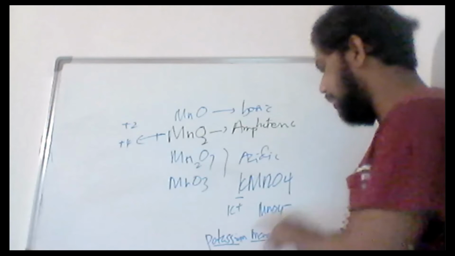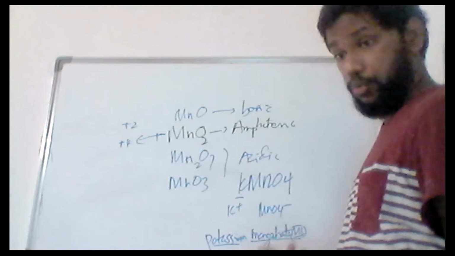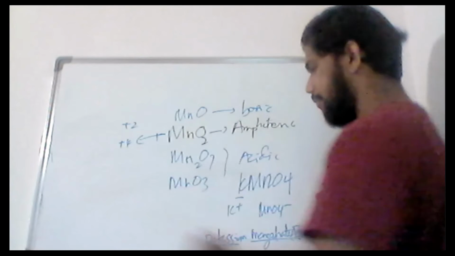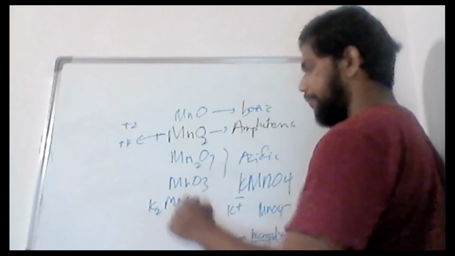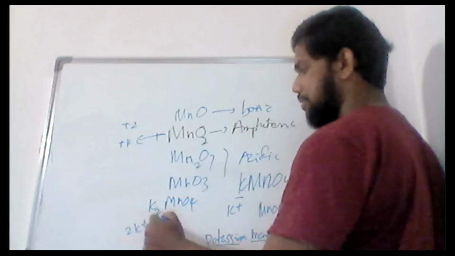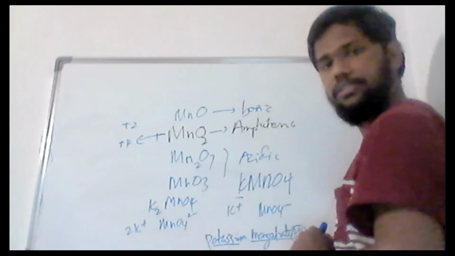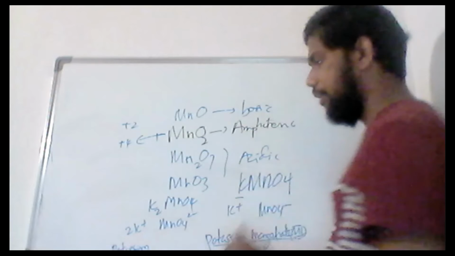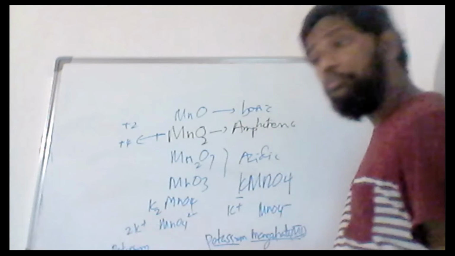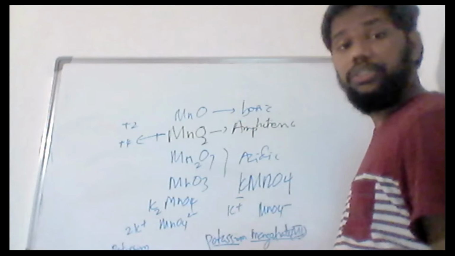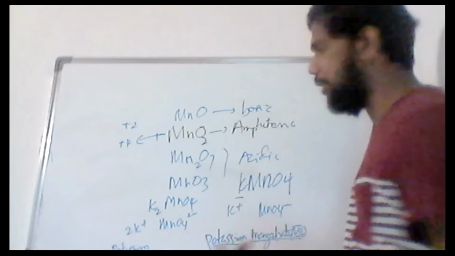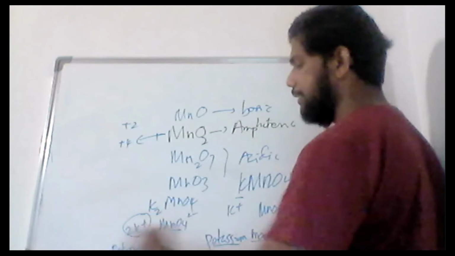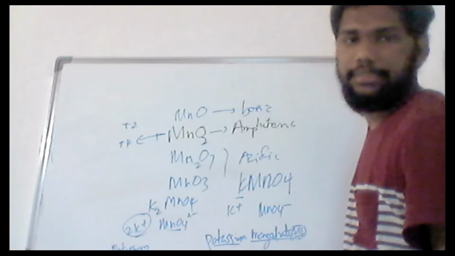If there is MnO4 2 minus, here it will be K2MnO4, and it is still potassium, but potassium manganate(6). For K2MnO4, you have 2K plus and MnO4 2 minus. So in this case, it is still potassium. Don't forget, even though it is K2 and you have 2 potassium ions, we don't use dipotassium. It is just potassium, and this will be manganate(6).